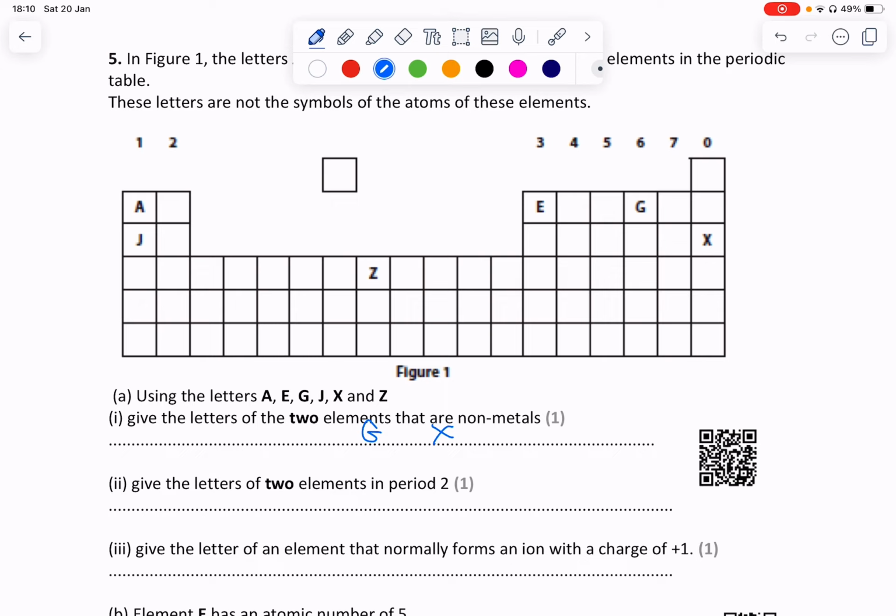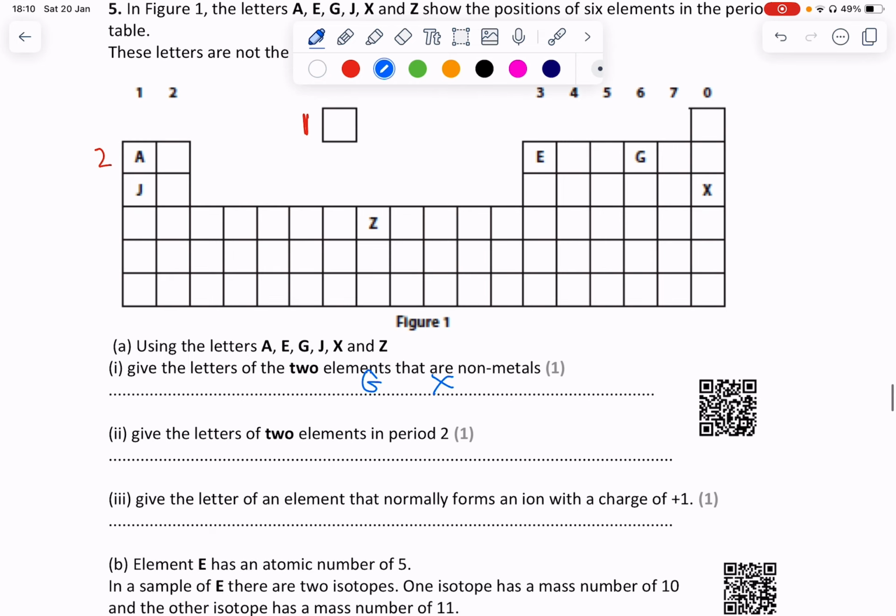Give the letters of elements in period 2. Remember, periods go across the periodic table. So the first period, let me put some numbers to help us, is here, and then the second period starts here. So your answer can be either A, E, or G, just two of those to get the mark.